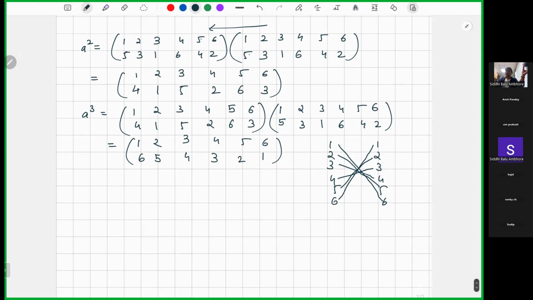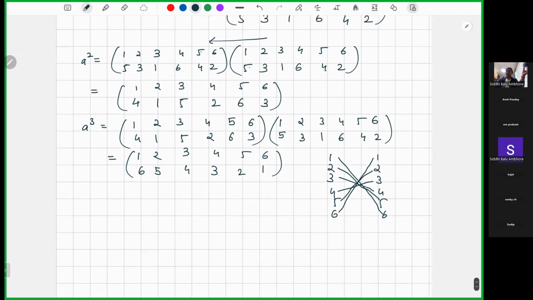So this is just a function. And when I apply this multiple times, I'm composing a bijective function. And composition of bijective functions will still be a bijective function. So when I apply this 2 times, what is the image of 1? Image of 1 is 6 here.